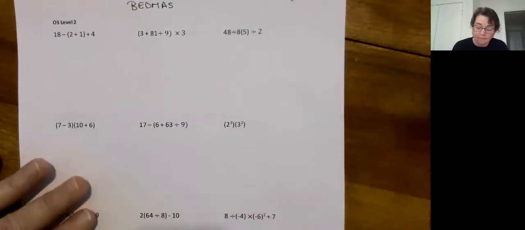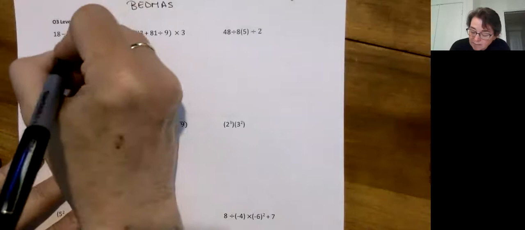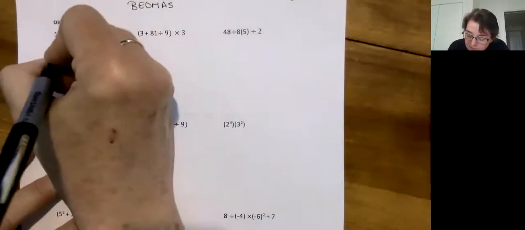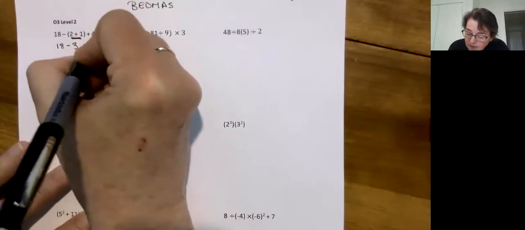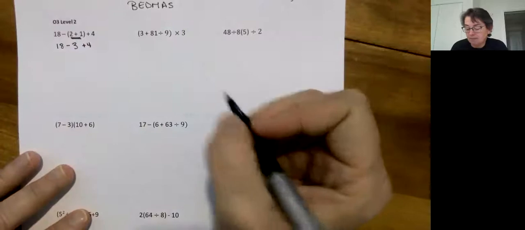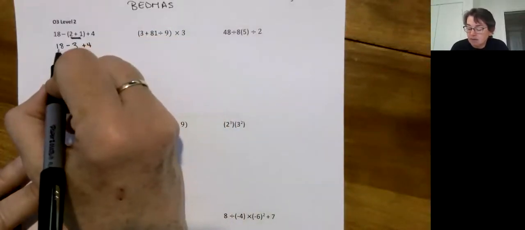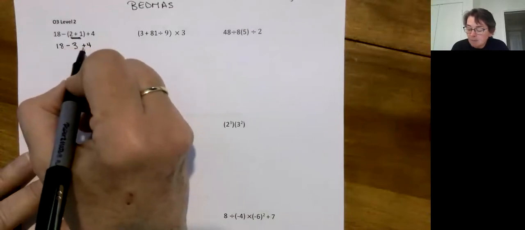Here we go. So I've got a set of brackets, so that's going to come first. Everything else, 2 plus 1 is 3, comes down exactly the way it looks. Then I start again. There's no brackets, there's no exponents. All I've got left is subtraction and addition.